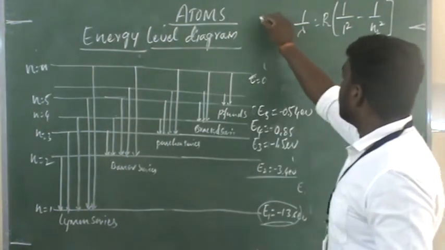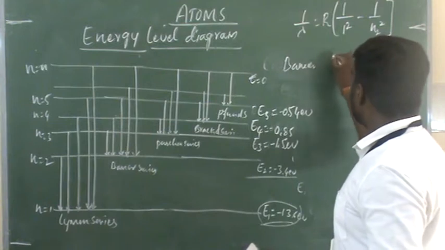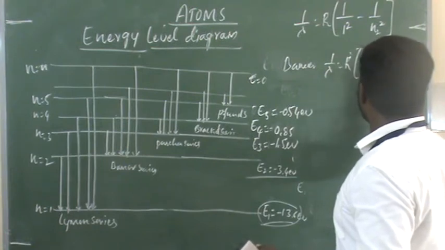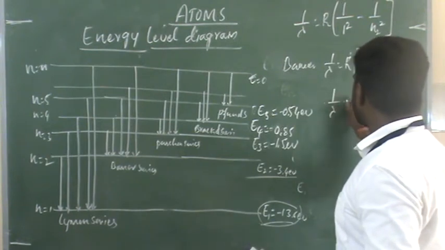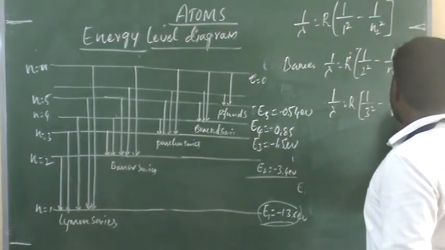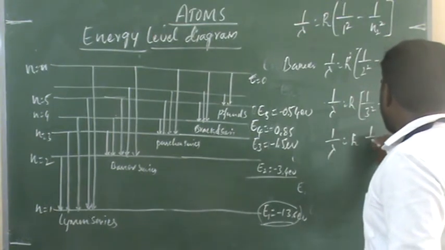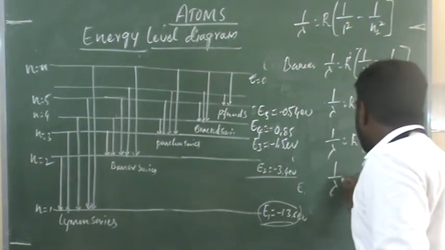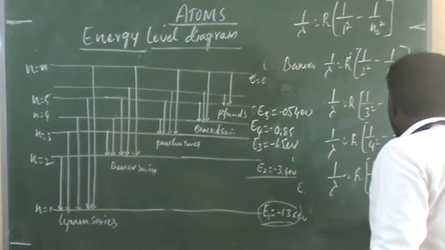In the same way, for the Balmer series, 1 by lambda is equal to R into 1 by 2 square minus 1 by n2 square. For the Paschen series, 1 by lambda is equal to R into 1 by 3 square minus 1 by n2 square. Then 1 by lambda is equal to R into 1 by 4 square minus 1 by n2 square, and 1 by lambda is equal to R into 1 by 5 square minus 1 by n2 square.